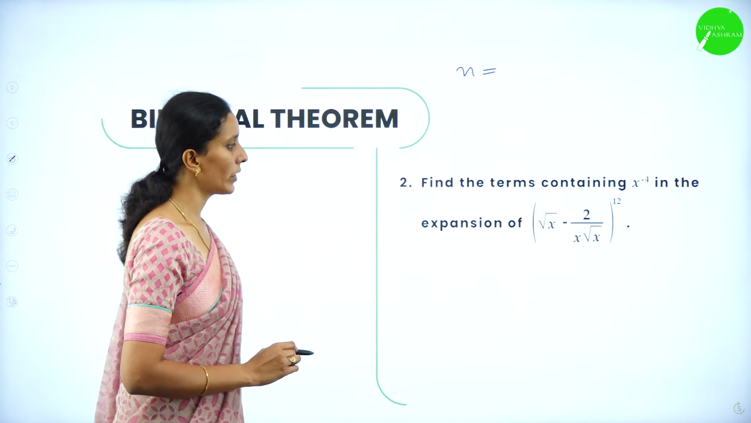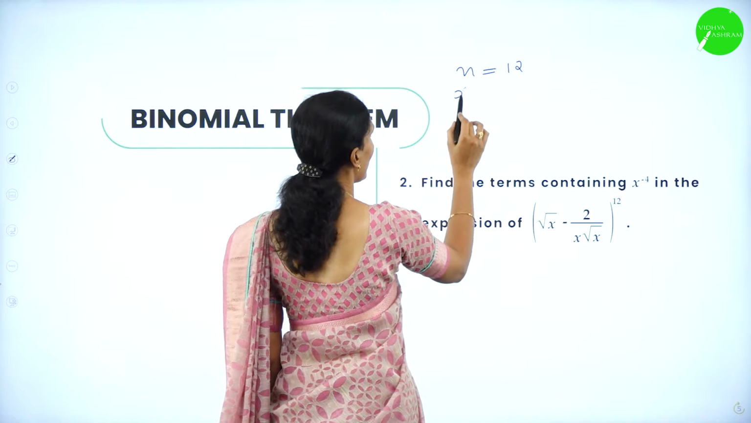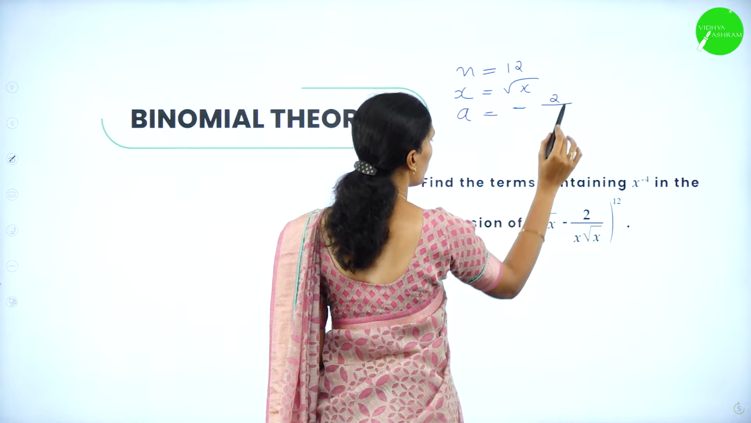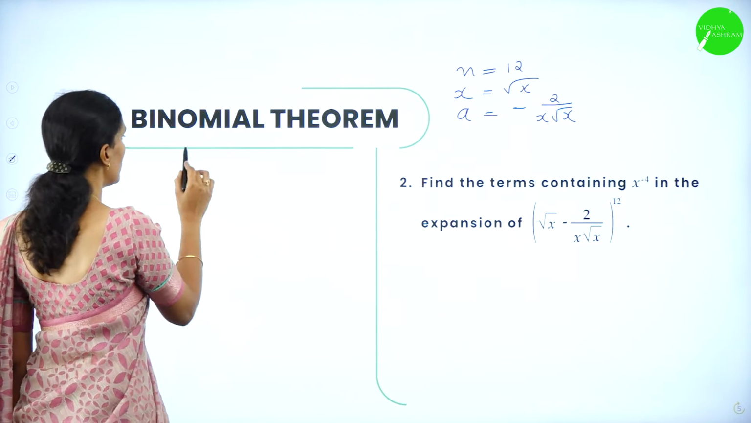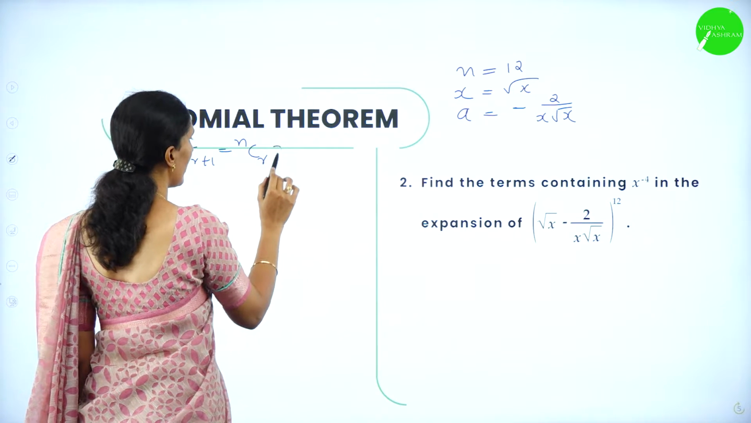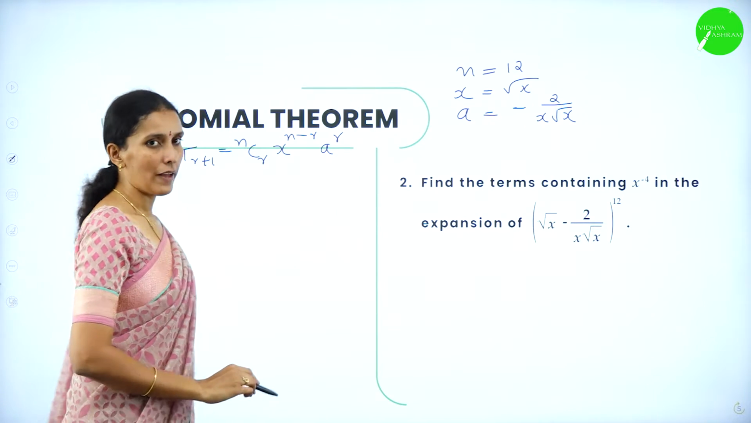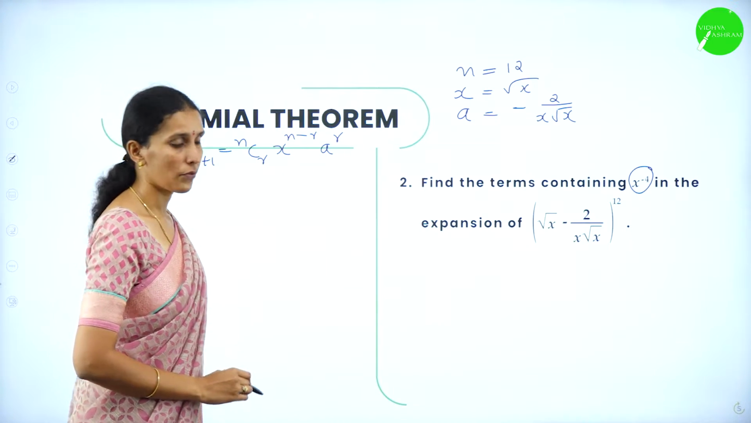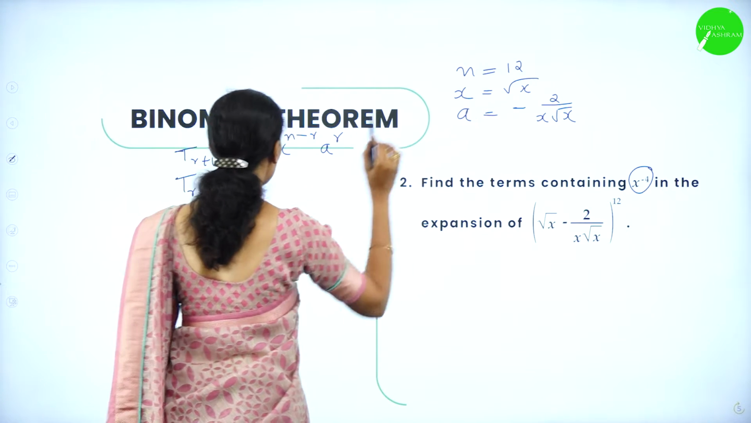In a similar way, here what is given for this question? (root x minus 2 divided by x root x) whole power 12. So n is 12, x is root x and a is minus 2 by x root x. So find the general term. T r plus 1 is n c r x to the power n minus r a power r. I don't know the value of r, but I have to compare the coefficient of x power minus 4. So just evaluate this.